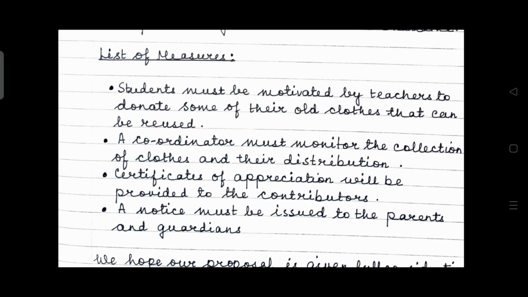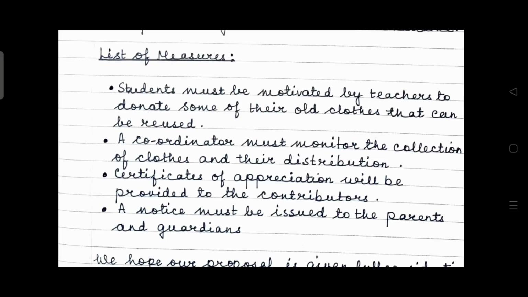So, write the points in a witty way so that you can pack in as many pieces of information as possible. Students must be motivated. Teachers have a role to play in motivating the students to help in charity. And you must use the word donate here. Again, the language is related to the topic. Notice how the language keeps on changing from one proposal to another depending on the question.